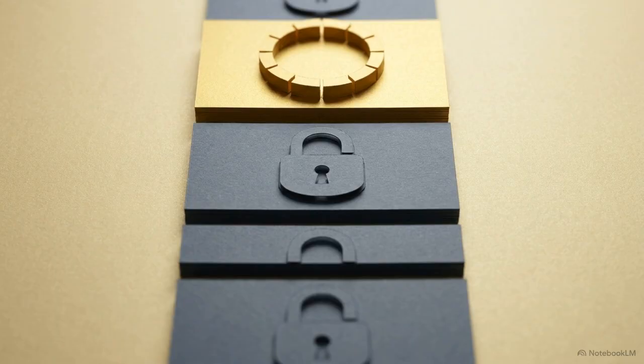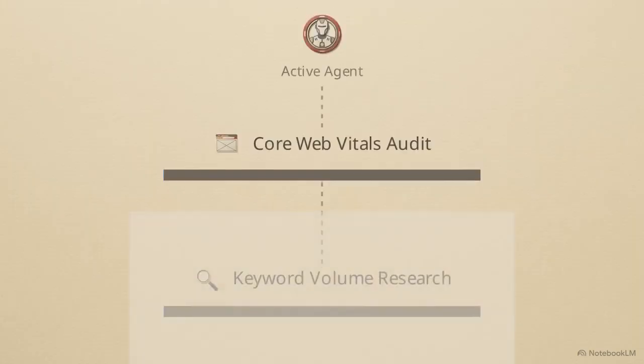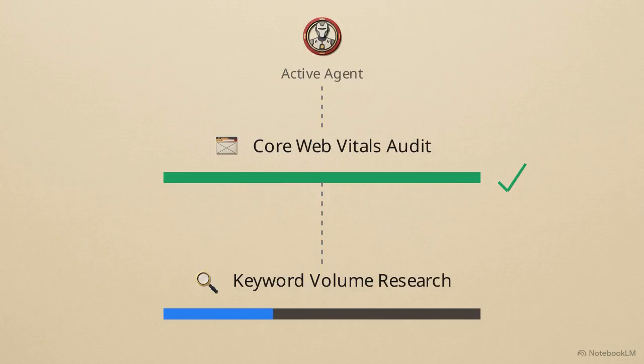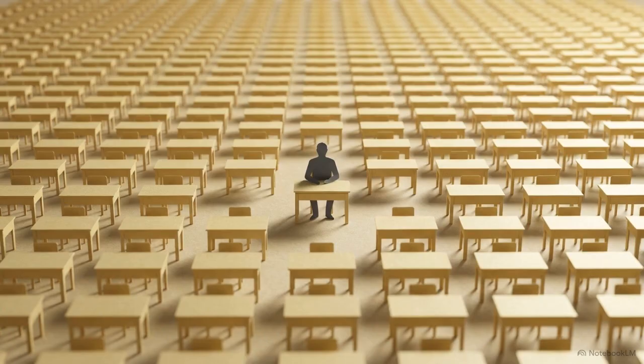The main constraint of the Pro tier is computing bandwidth. You cannot run multiple distinct agents at the exact same time. Execution is strictly serial. If you assign a core Web Vitals audit, the agent has to finish that completely before it can start pulling keyword volume. Pro gives you highly effective output, but you are managing a team of one.